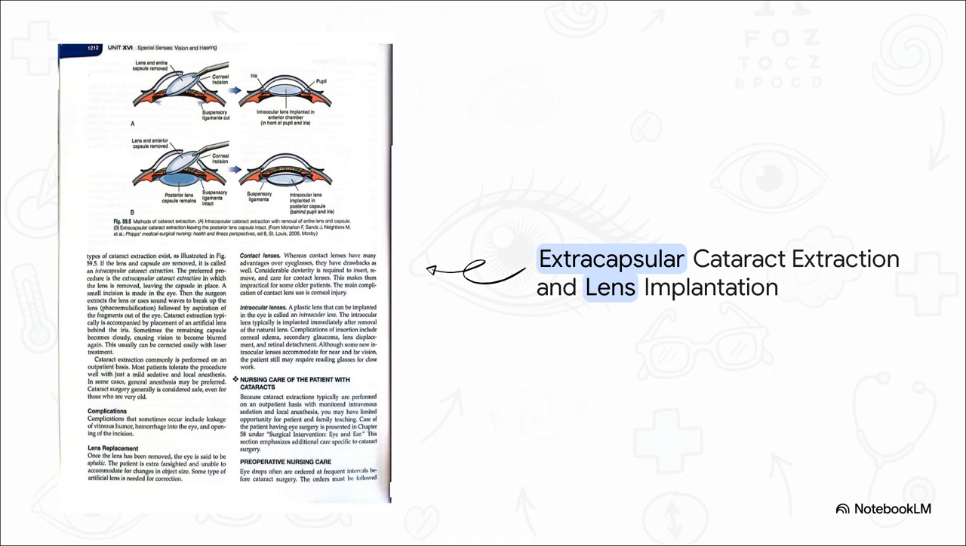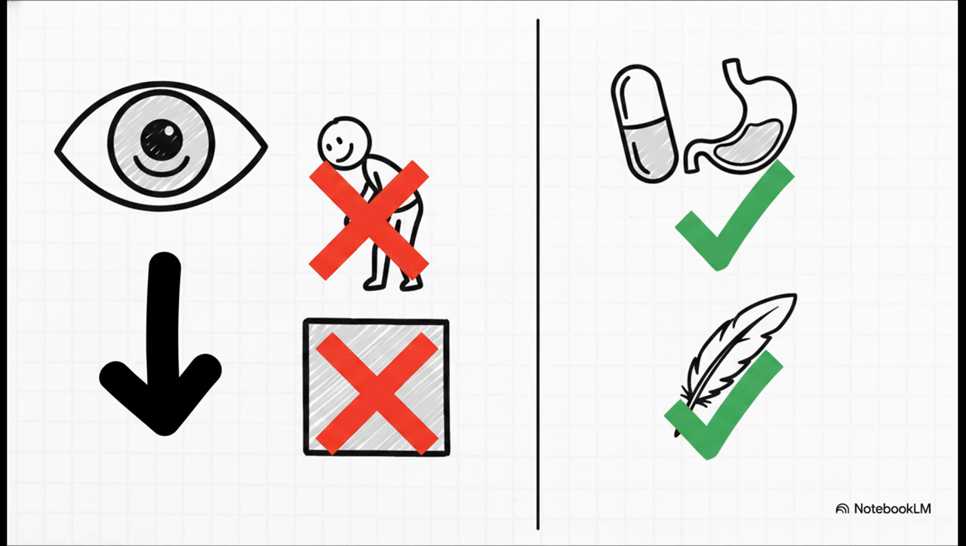The surgeon makes a tiny incision, extracts the cloudy lens, usually using sound waves to break it up, and deliberately leaves the posterior capsule intact. Then they implant a clear, artificial intraocular lens right behind the iris. It is an amazingly precise, fast, outpatient surgery. But the real focus for us as nurses kicks in after the surgery.